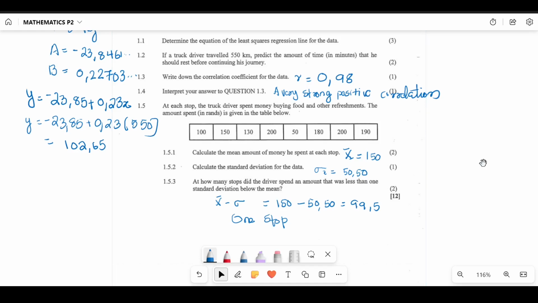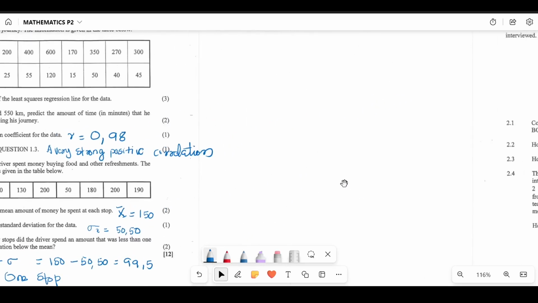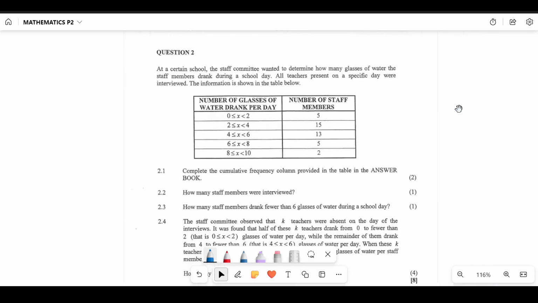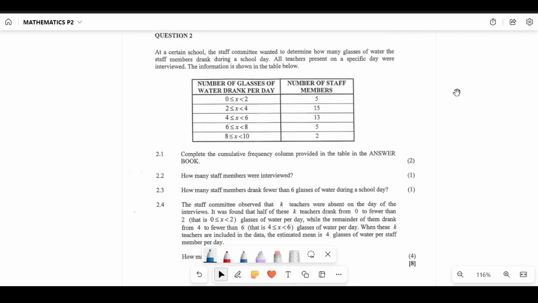Let's go to question 2. In question 2, at a certain school, the staff committee wanted to determine how many glasses of water the staff members drank during a school day. All teachers present on the specific day were interviewed, and the information is shown in the table below.